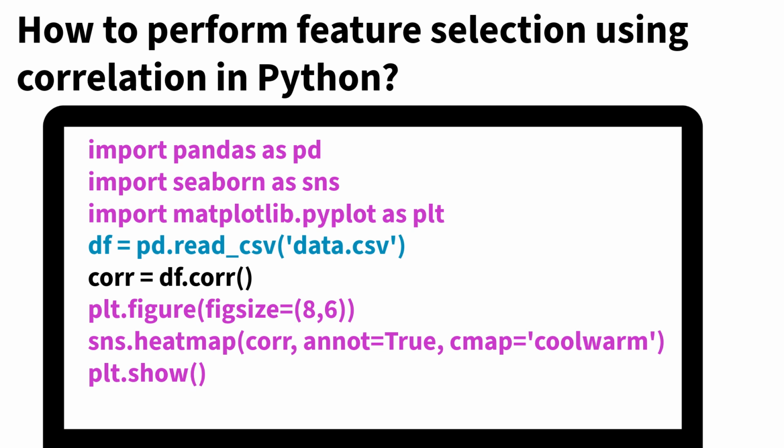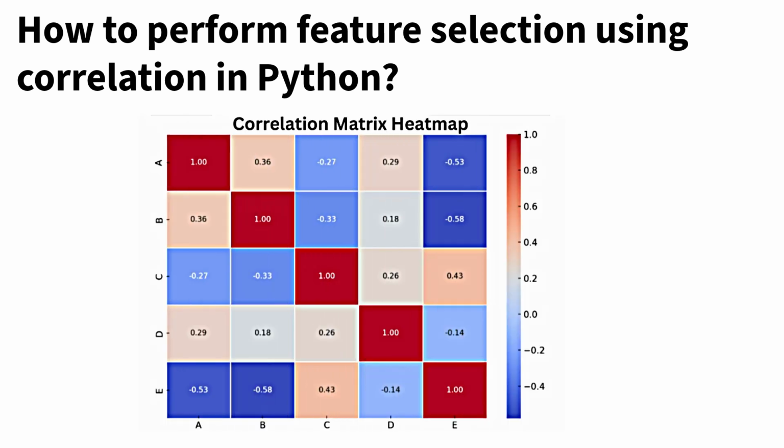Next, I'm adding some customizations to the chart that I'm going to create, and I'm plotting it using plt.show. This is how a correlation heat map will look. If any two columns have a correlation value greater than 0.9, you can drop any one of the columns to avoid redundancy. Redundancy meaning it is no longer useful.